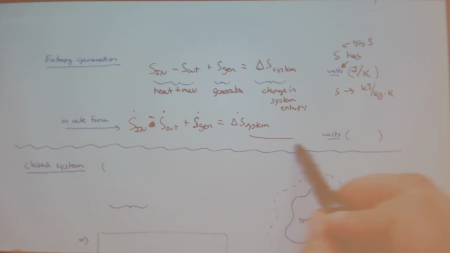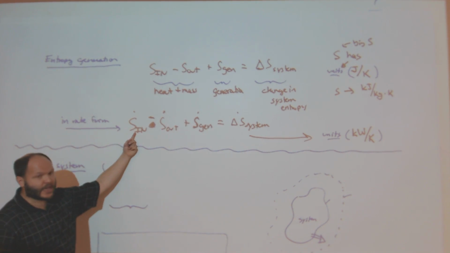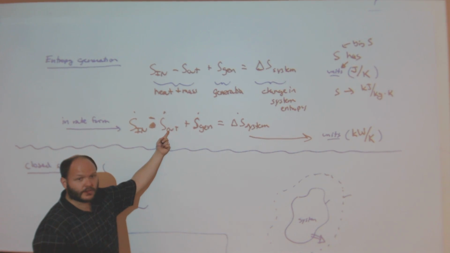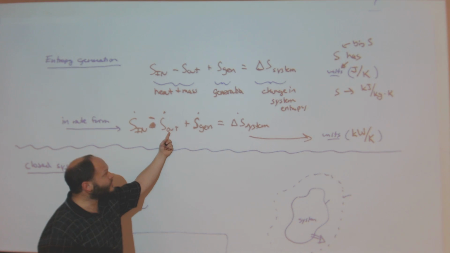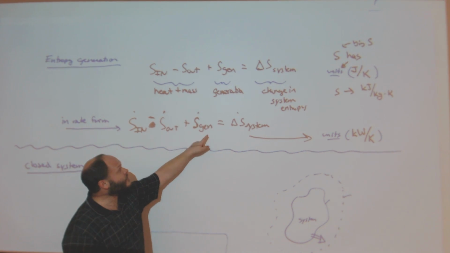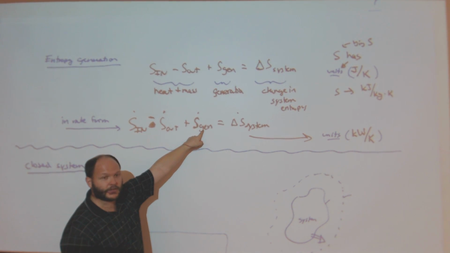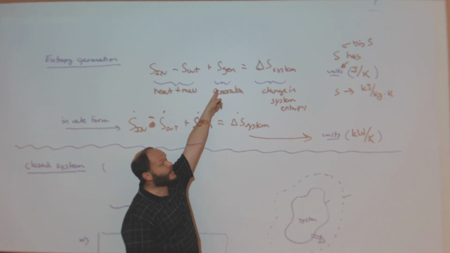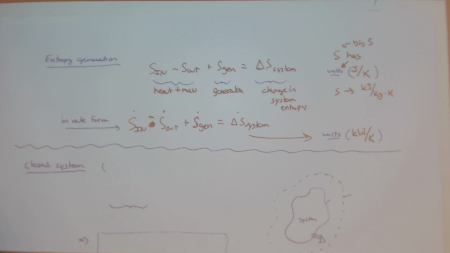The units of this are kilowatts per Kelvin, since joule per second is a watt. So the rate of entropy added minus the rate of entropy removed. Then I have this S gen term, which has to be greater than or equal to 0.